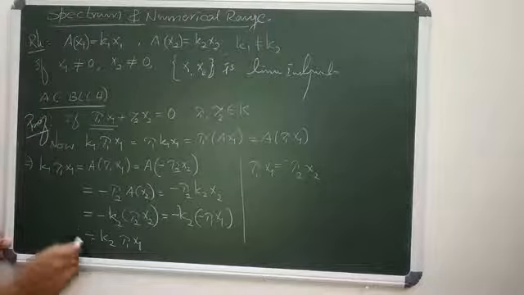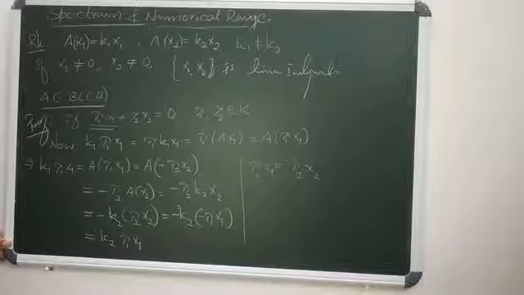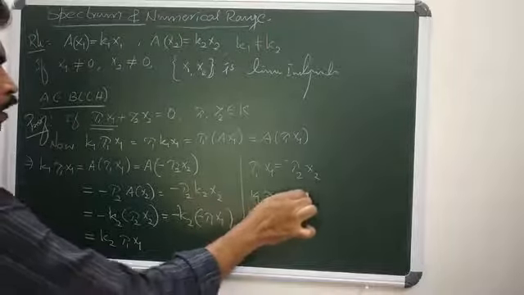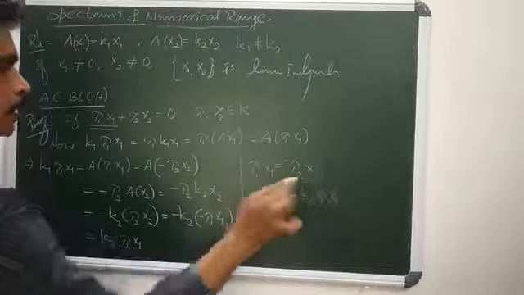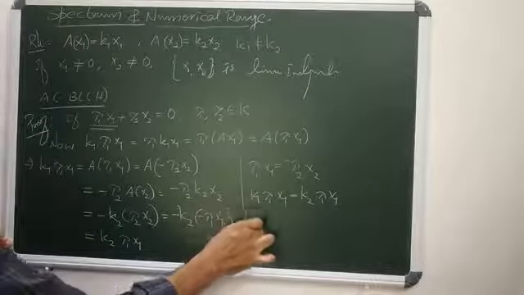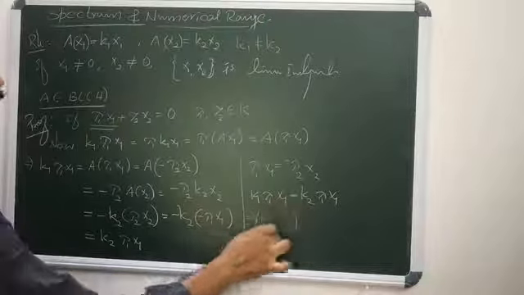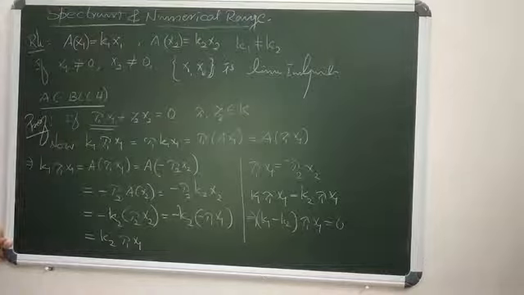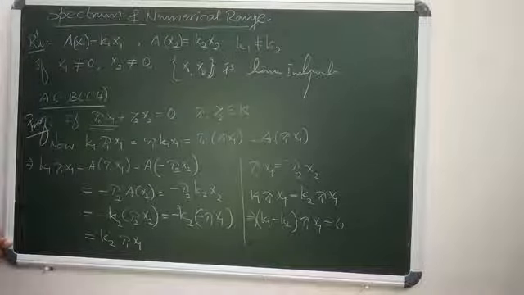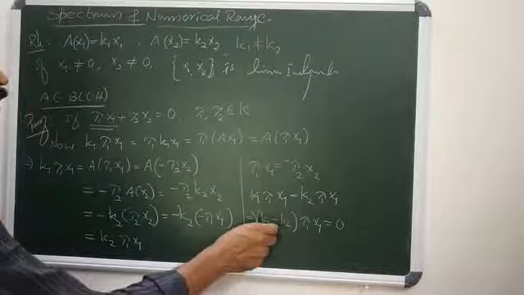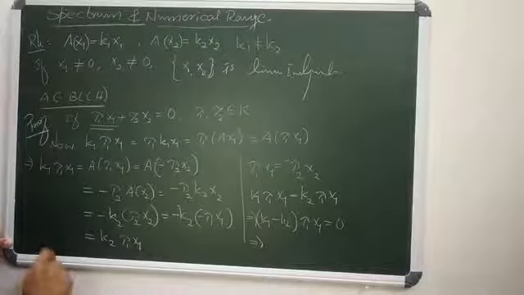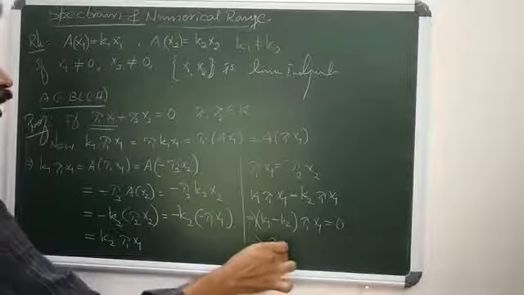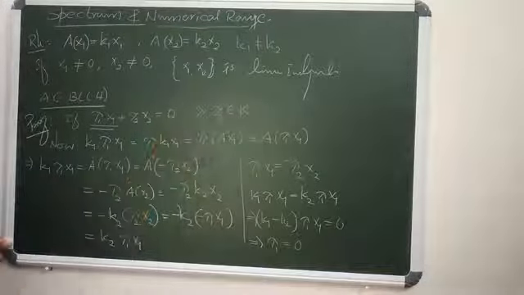So k1 lambda 1 x1 equals k2 lambda 1 x1. So that means (k1 minus k2) into lambda 1 x1 equals 0. Since k1 differs from k2, clearly lambda 1 equals 0. Why? Because x1 is non-zero.